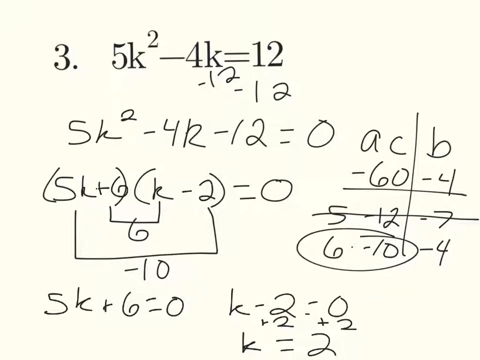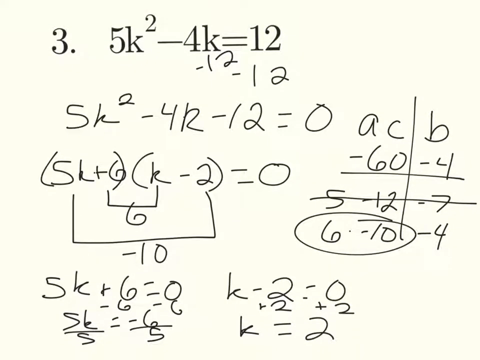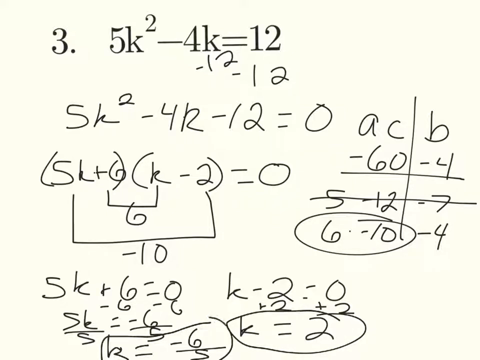Up here we've got to do a couple steps. We're going to subtract 6 and then divide by 5. We're going to keep that as a fraction. That's okay. K equals negative 6 over 5. So there's one answer. There's another answer.